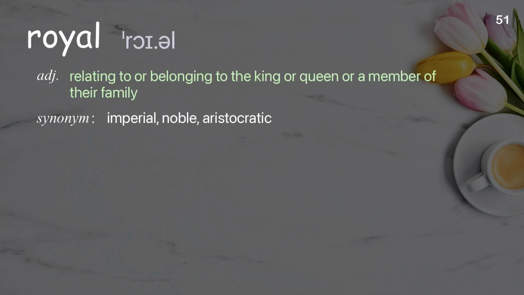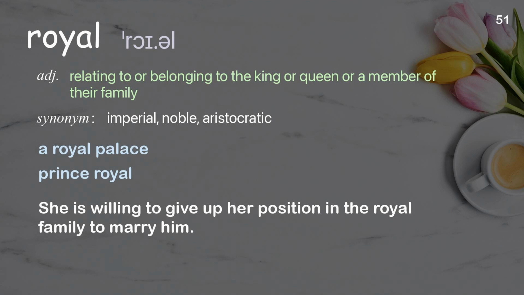Royal. Relating to or belonging to the king or queen or a member of their family. Examples: A royal palace. Prince Royal. She is willing to give up her position in the royal family to marry him.